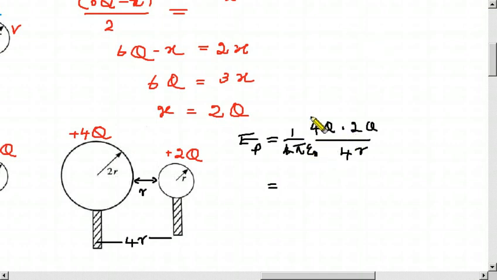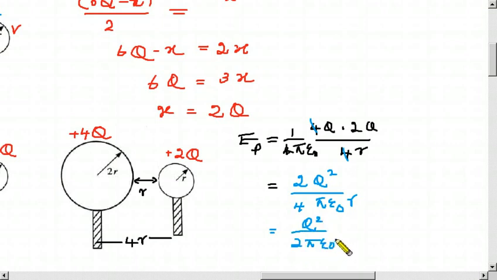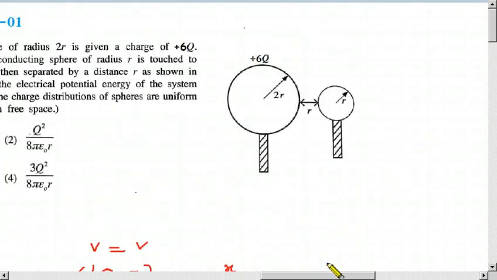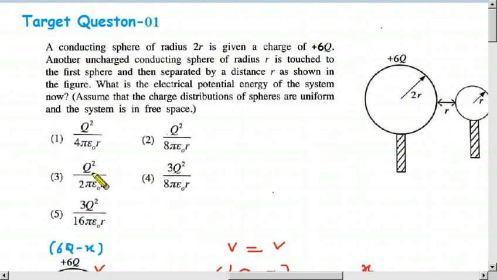Let us cancel this 4 with this one, then 2 q squared divided by 4 pi epsilon naught r. Again we can cancel this 4 like this, q squared divided by 2 pi epsilon naught r, because there are 2 times for this 4. So this is the answer, divided by 2 pi epsilon naught r. The third one is the answer for this question.